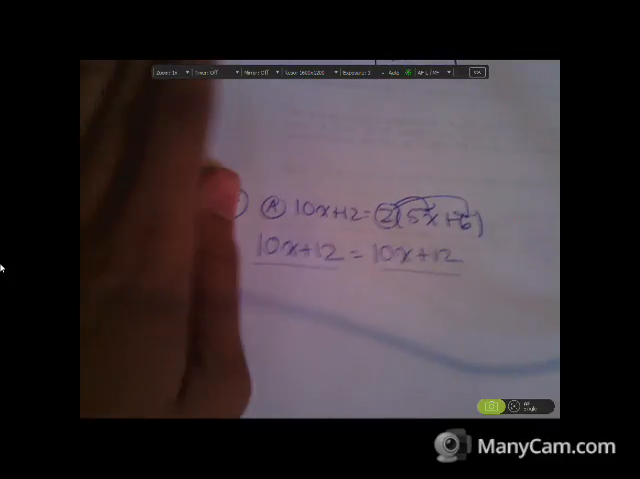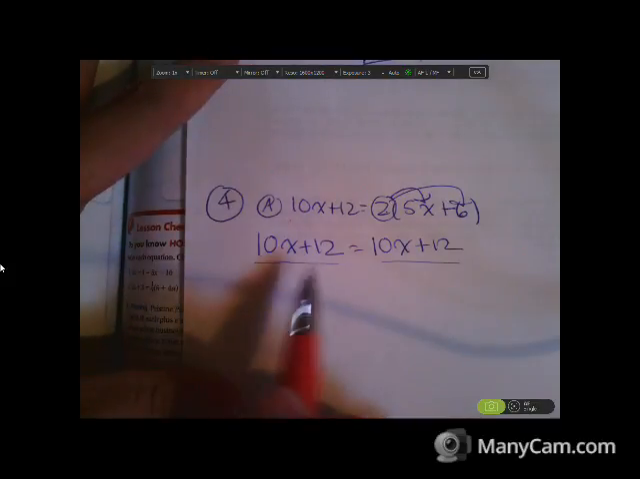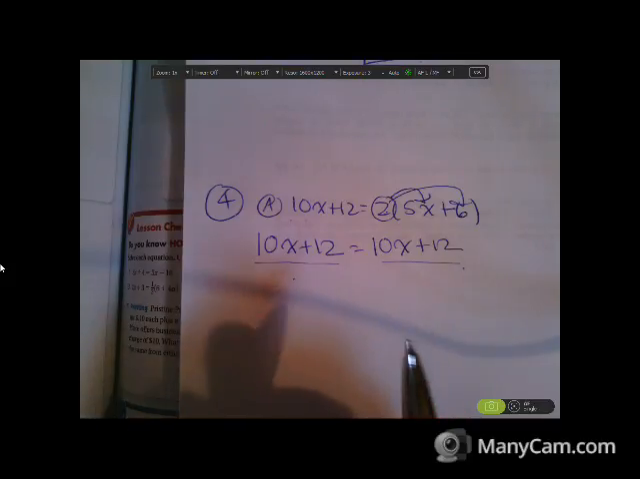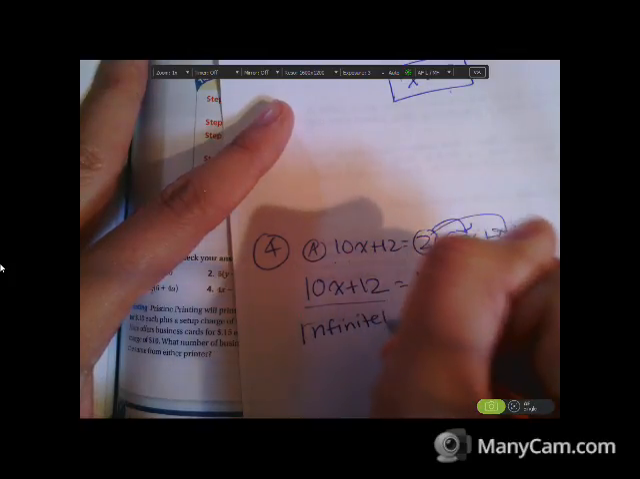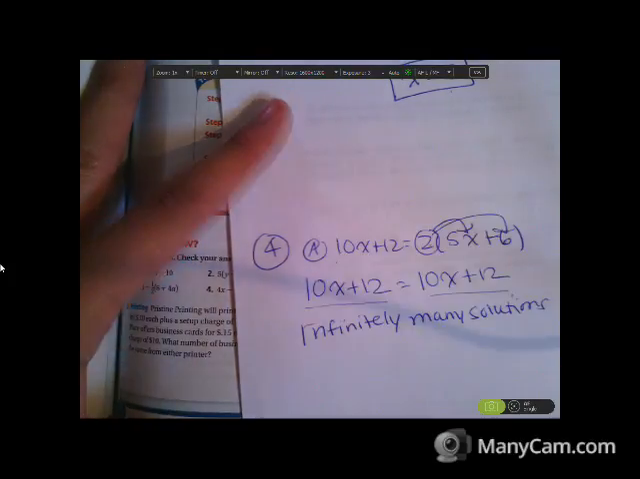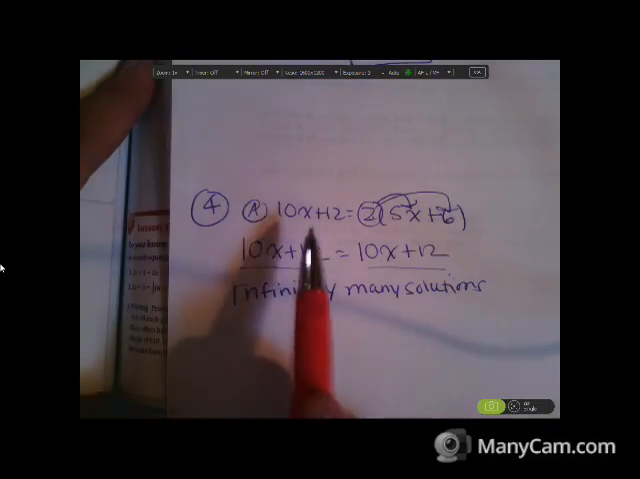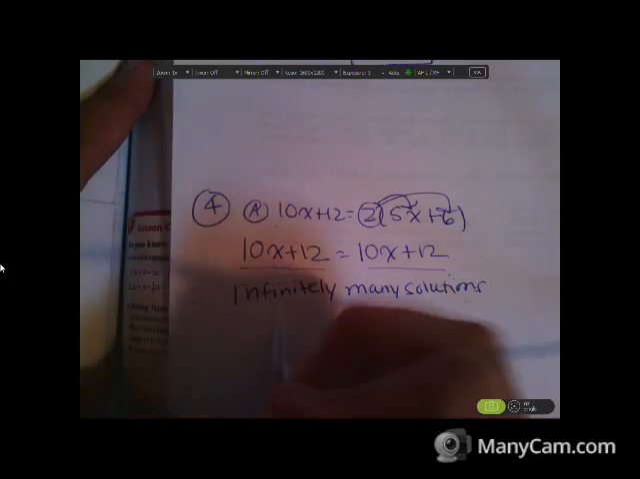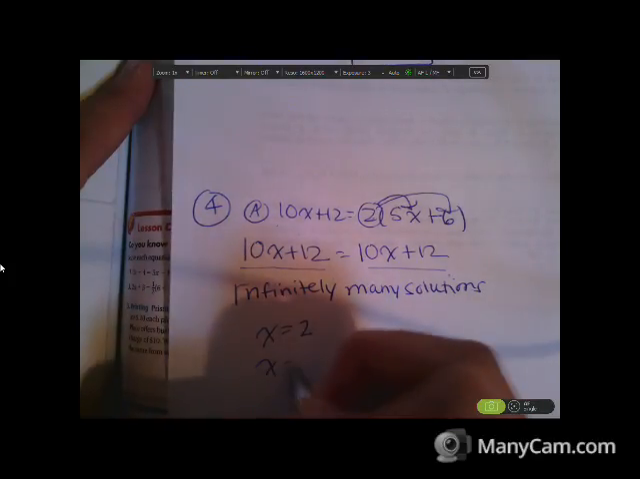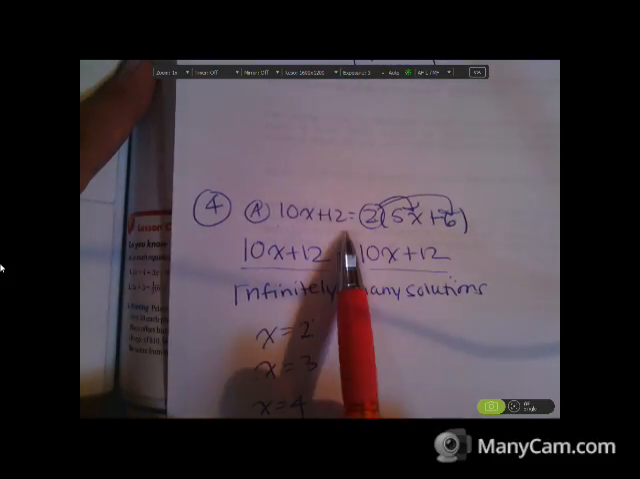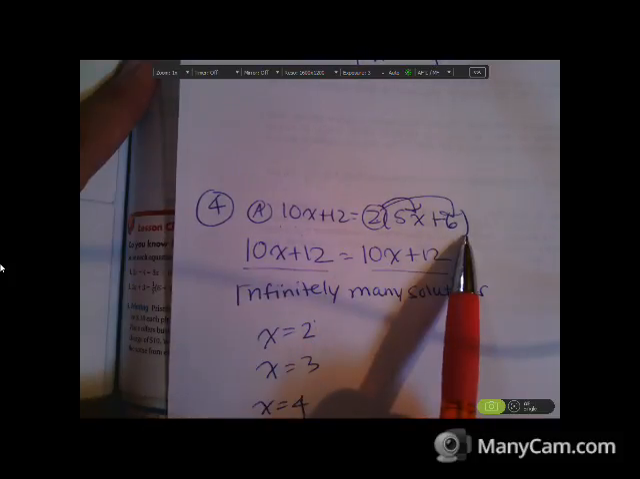So that means that because the left equals the right, we have infinitely many solutions. So our answer is, if I can spell it correctly, infinitely many solutions. That's saying that no matter what value you choose for x, this equation will always be true. So if I had x equals 2, x equals 3, x equals 4, try plugging those in. When you plug those in, this side will always equal the right side.